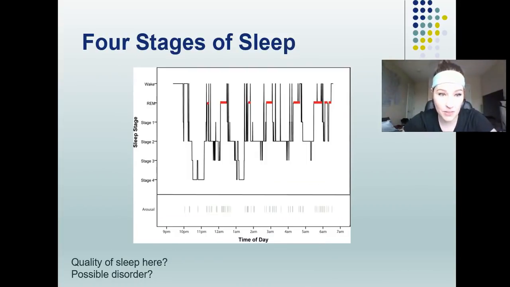Okay, so what about this? This person, here's your stage 4. Here's wakefulness. This person is awake like all the time and has very little time in deep sleep, so they're going to feel like trash when they wake up the next day. So the quality of sleep is horrible. We would say that this could be indicative of a possible disorder. This person may have some sort of intermittent insomnia where they can't stay asleep, or they're very sensitive to their surroundings. Like if I sleep in a new place, if I stay with some friends for a weekend, I cannot sleep. I will hear every sound that house makes.